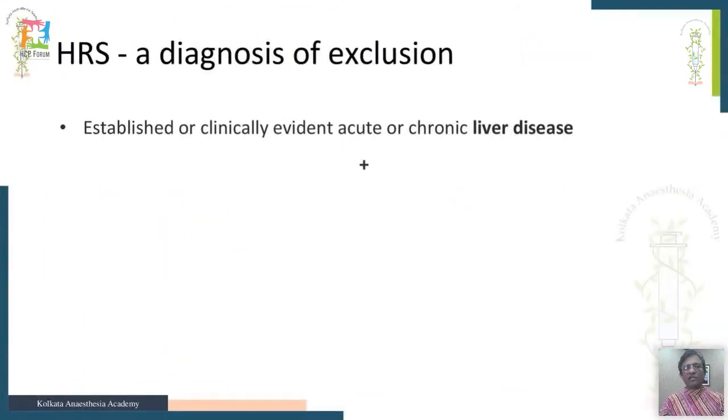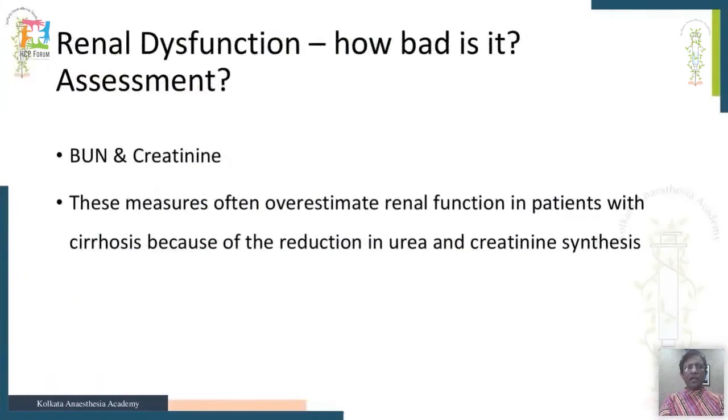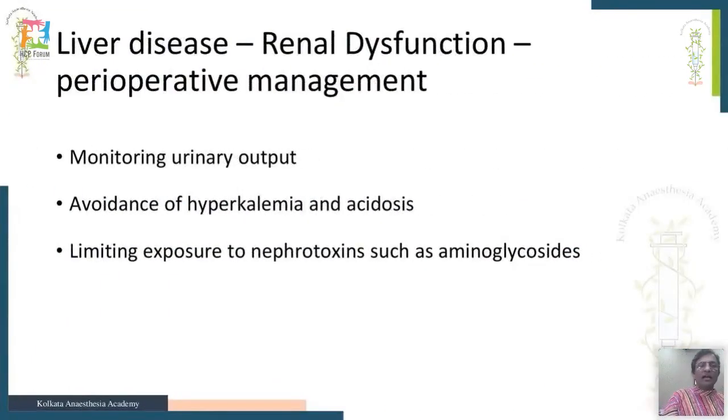So it's a diagnosis of exclusion in a patient with liver disease, with progressive rise in creatinine, minimal proteinuria, low rate of sodium excretion, and they can be non-oliguric or oliguric, depending upon the severity. How bad is it? You assess through blood urea nitrogen and creatinine, but remember this can overestimate, because these are proteins, and urea needs to be synthesized in the liver, so you might have lower values with a much higher renal dysfunction. Be aware of that.